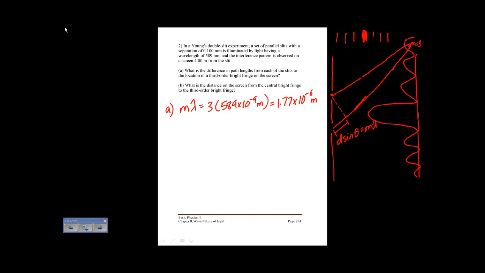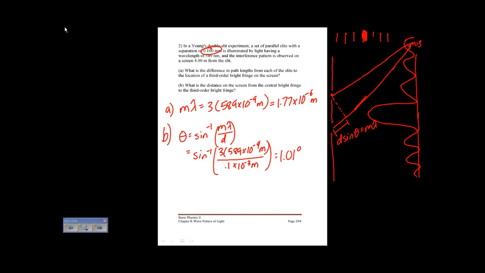And then what is the distance on the screen from the central bright fringe to the third order bright fringe? Well, this is similar to that first problem. We first want to find theta. It's the inverse sine of m lambda over d, which is the inverse sine of 3 times 589 divided by d, which is 0.1 times 10 to the minus 3 meters. That's given up here in millimeters, but you have to convert it to meters. And that gives me an angle of 1.01 degrees.